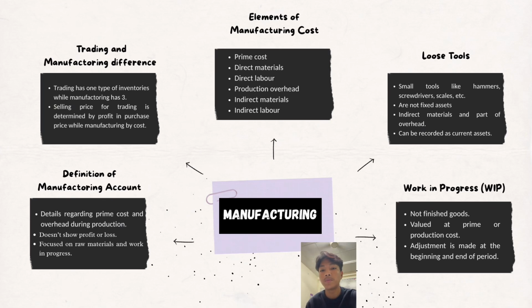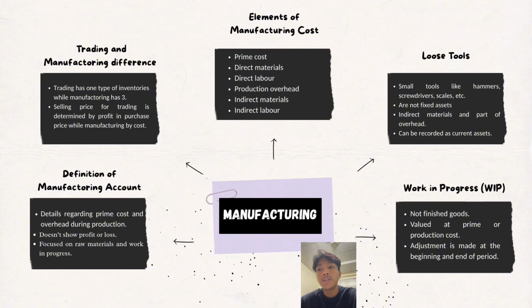So in the first subtopic we have manufacturing. So what is a manufacturing account? Manufacturing is a firm's final accounts and it provides details regarding prime cost and overhead during the production. It doesn't show any profit or loss, and also focuses on raw materials and work in progress.